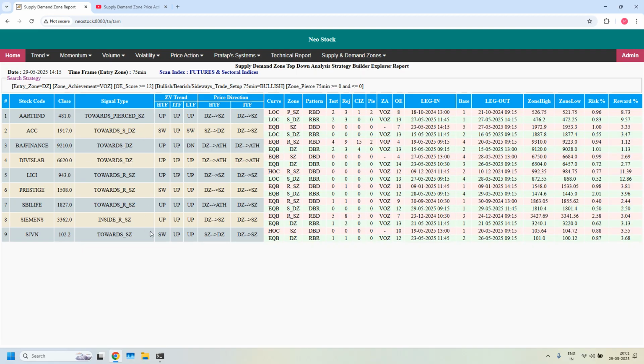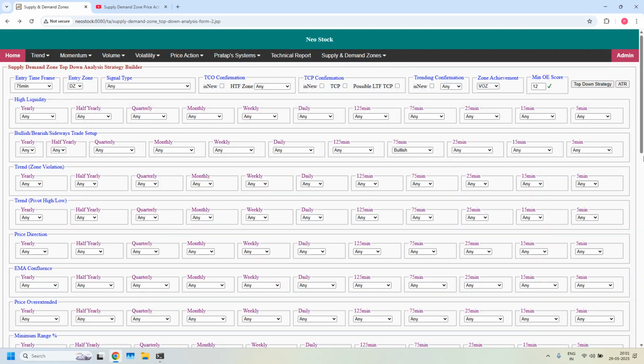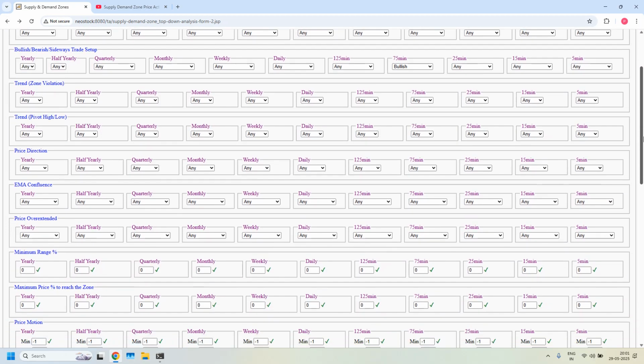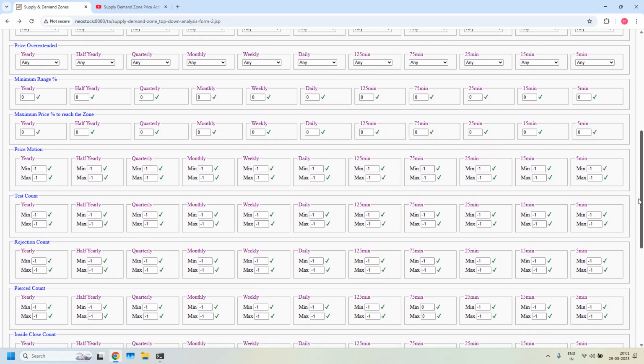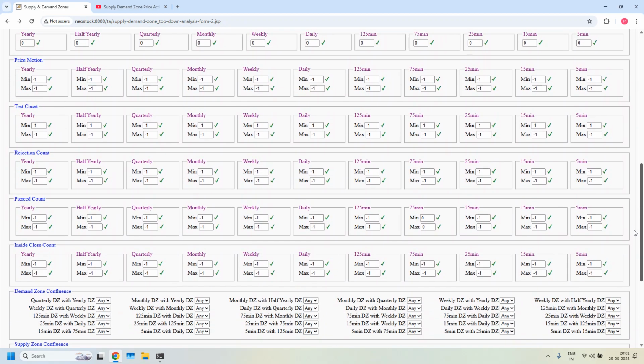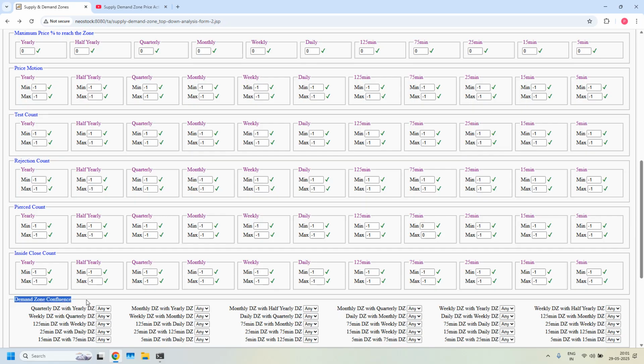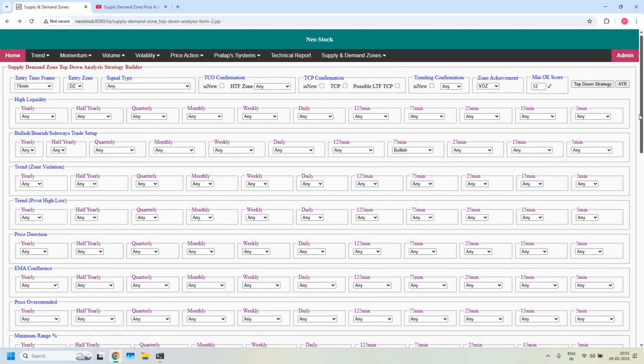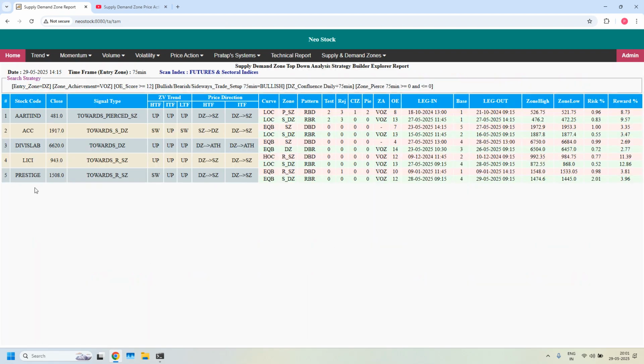Let's apply those strategies. So first filter is LTF and ITF demand zone confluence. LTF is 75 minutes, ITF is daily. So in the demand zone confluence, I am enabling the filter 75 minutes demand zone confluence with daily demand zone. I am enabling. So now by applying this filter, we got 5 stocks. In these 5 stocks, these 75 minutes demand zones are overlapped with the daily demand zone.